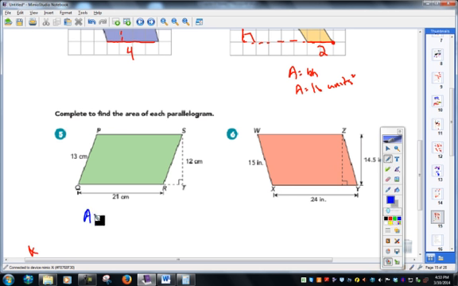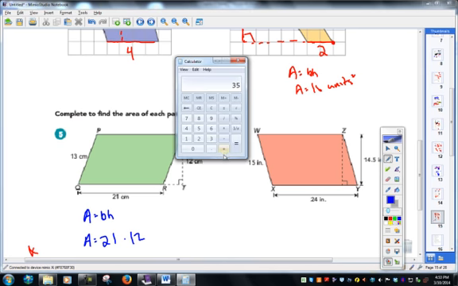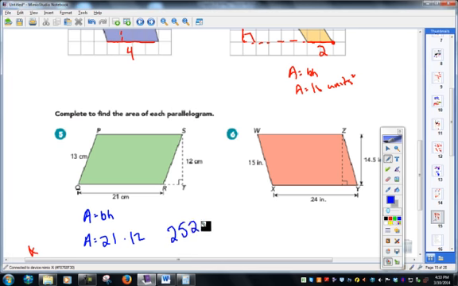It's going to be area equals base times height. Just identifying what the base and what the height is. The base is 21. The height is 12. So 21 times 12. 12 times 21. 252. Don't forget your labels. Centimeters squared. That means that 252 of these 1 centimeter by 1 centimeter squares would fit in there.